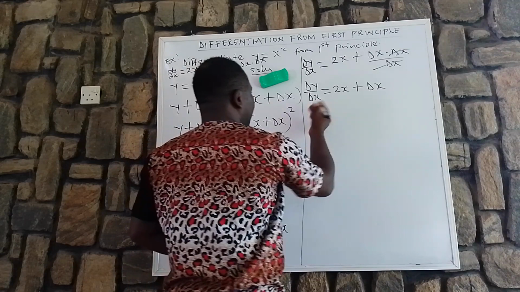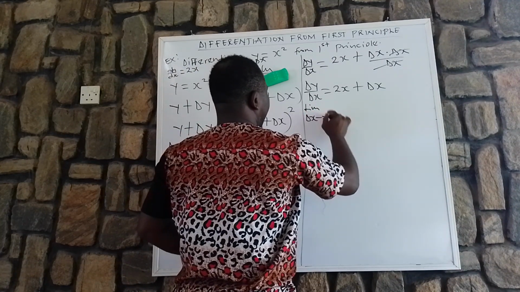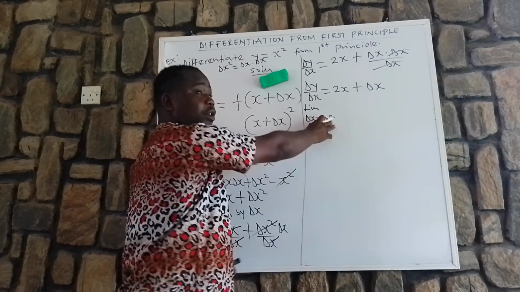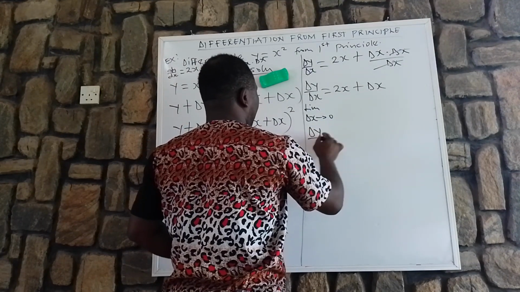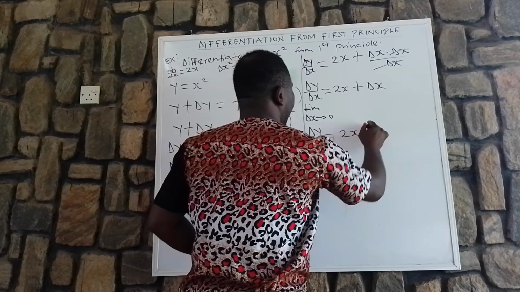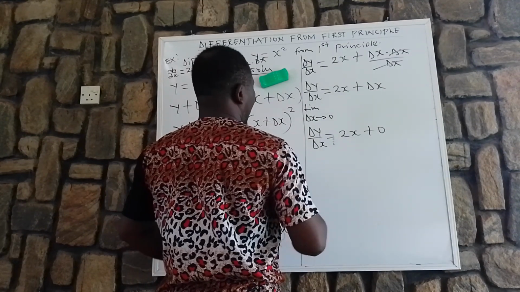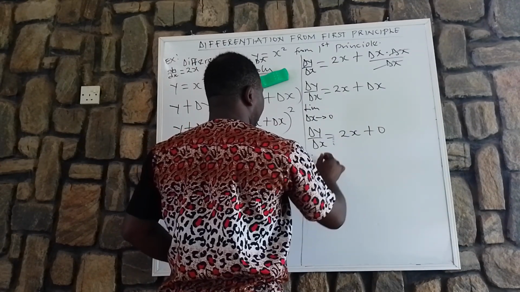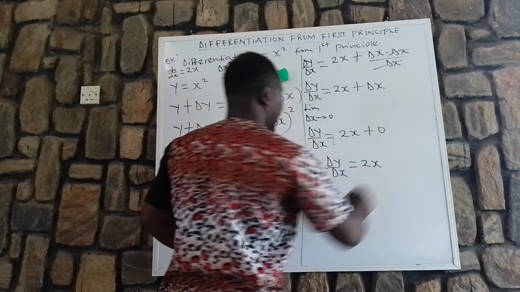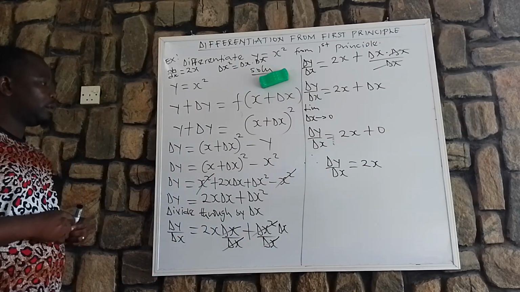Okay, let us introduce limits. As the limit of dx tends to 0, it implies that anywhere you see dx in the equation, you substitute in what? 0. So our dy all over dx is equal to 2x plus 0. The dx is 0 as you take the limit. Therefore, our dy all over dx is equal to 2x. Is it difficult? Any question? No question? Thank you and God bless you.